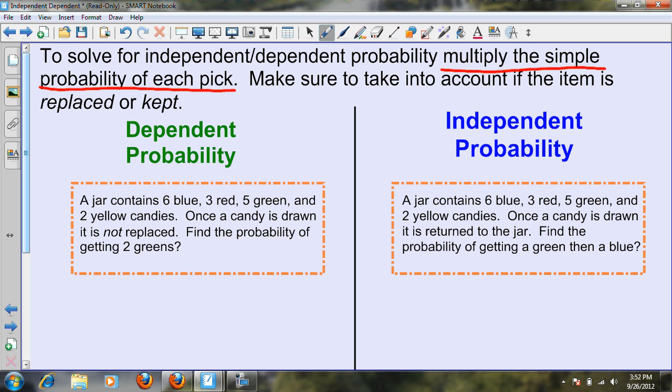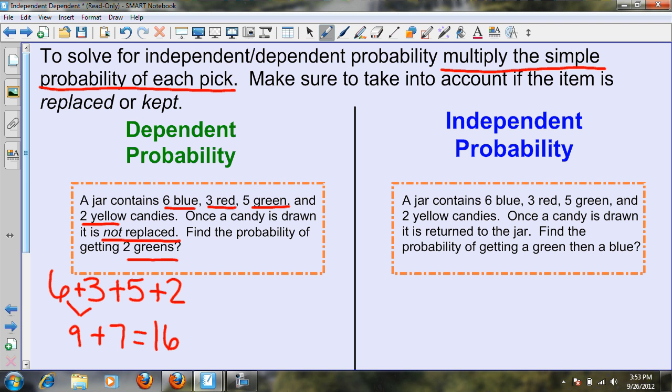Here's dependent probability. A jar contains 6 blue, 3 red, 5 green, and 2 yellow candies. Once a candy is drawn, it is, keyword, not replaced. Find the probability of getting 2 greens. First of all, how many total candies do I have? I have 6 blue plus 3 red plus 5 green plus 2 yellow. 9 plus 7, 16.